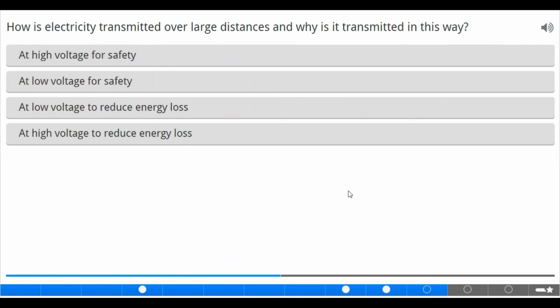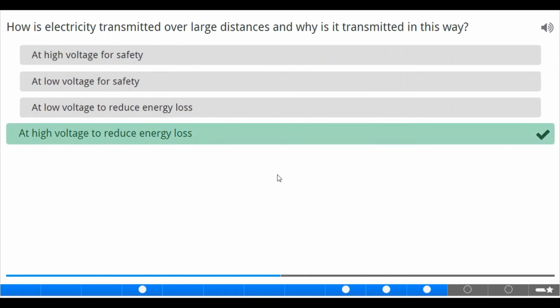Let's move on. How is electricity transmitted over large distances, and why is it transmitted in this way? At high voltage for safety? No. At low voltage for safety? No. At low voltage to reduce energy loss? No. At high voltage to reduce energy loss? That is correct. That is true. So pick it. That's correct.